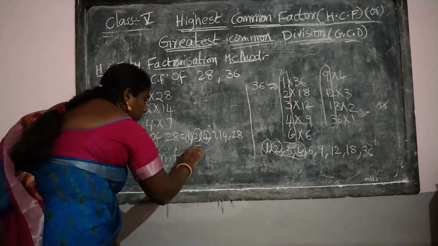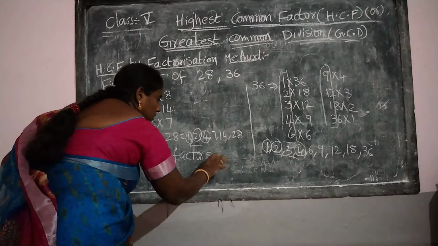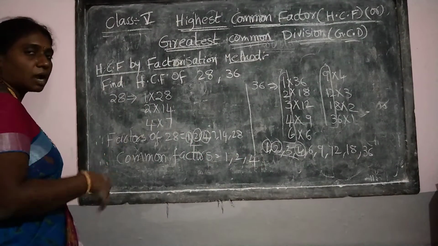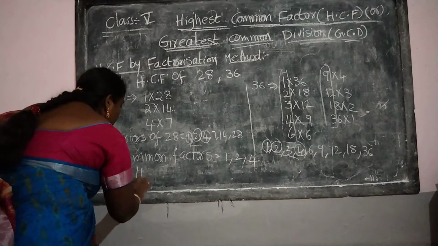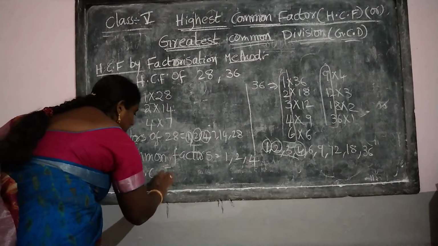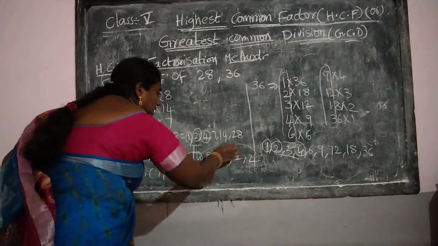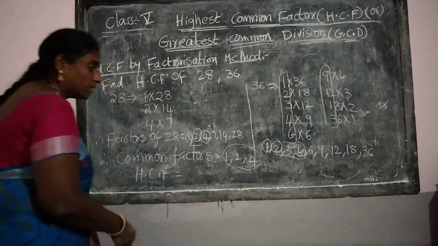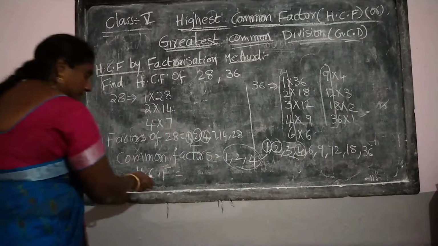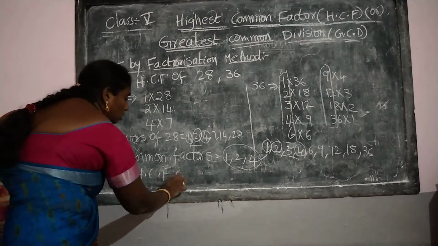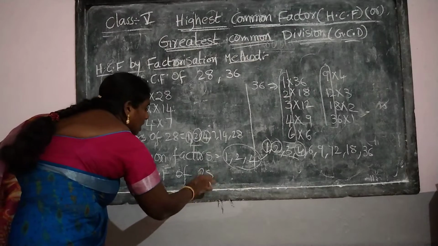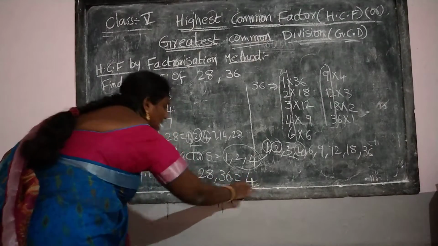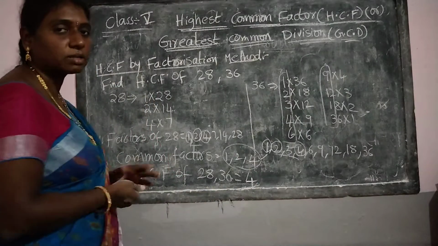The common factors are 1, 2, 4. So the highest common factor means, among these three factors, which one is the highest number? It is 4. So the HCF, highest common factor of 28, 36 is equal to 4. This is the answer.